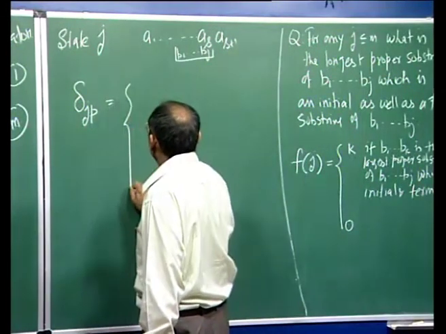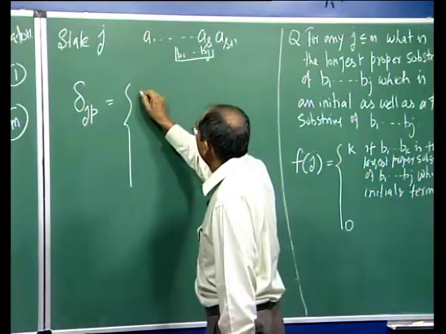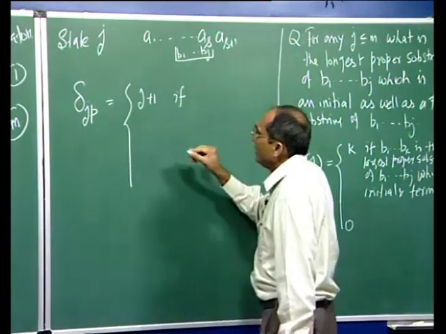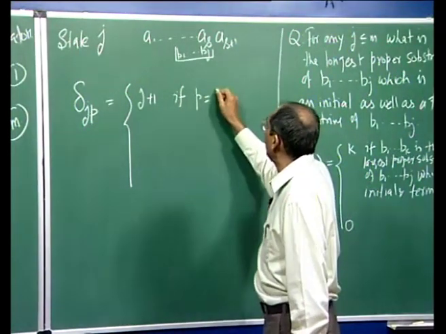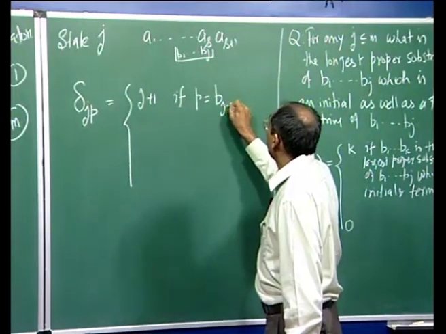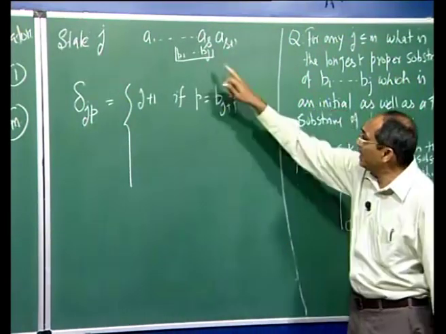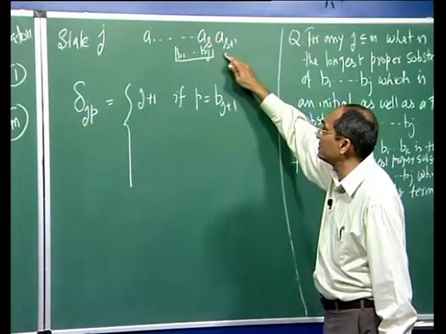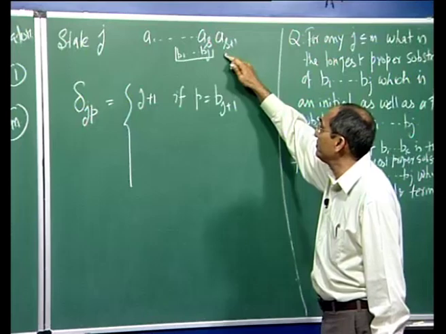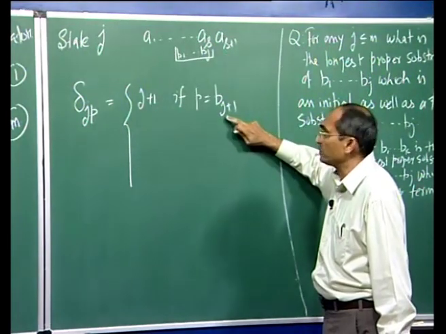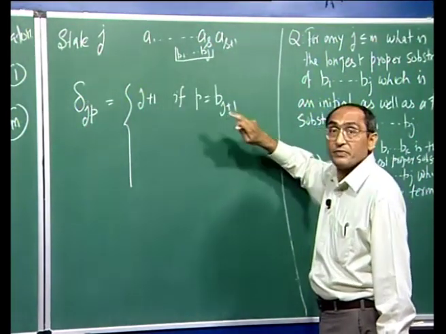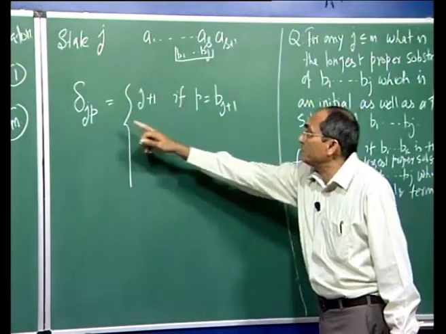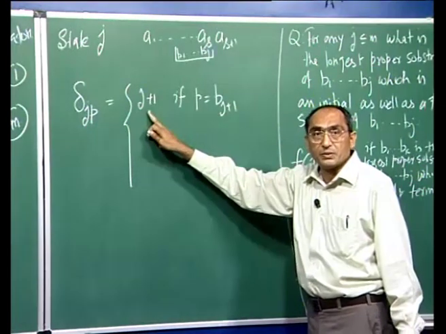This should be j plus 1 if p is the same as bj plus 1. We have found matching from b1 to bj here, and if the next symbol comes which is the same as the symbol at the j plus first position, then the new state is j plus 1.